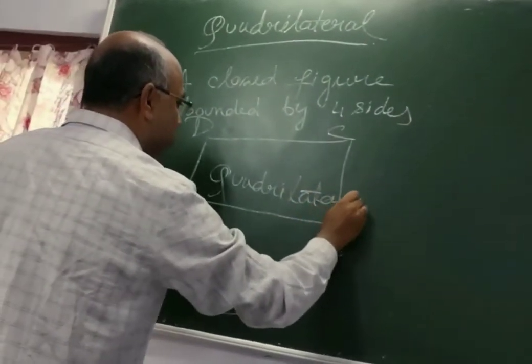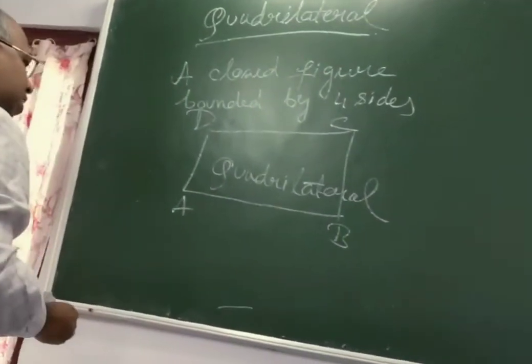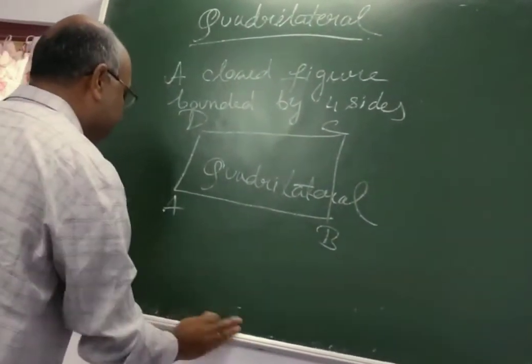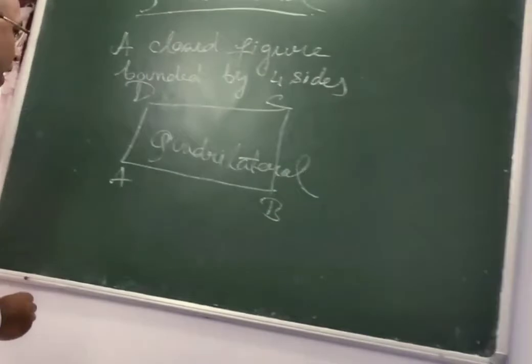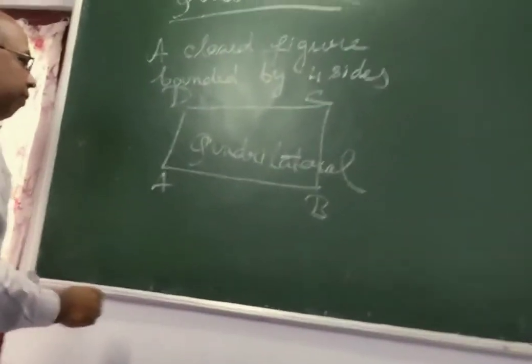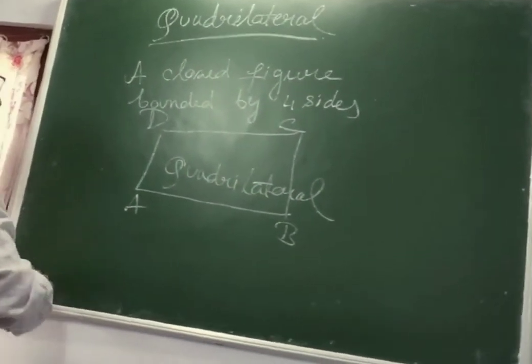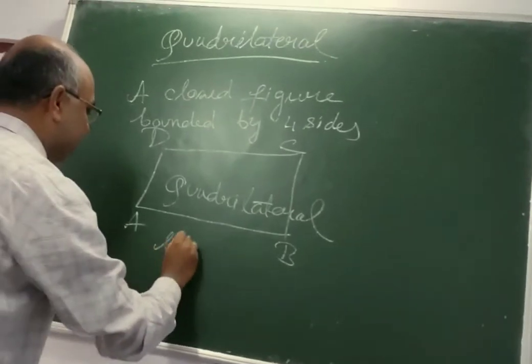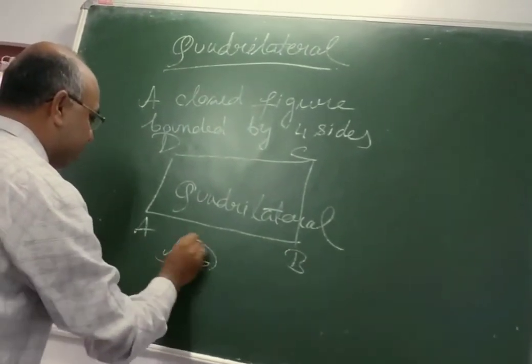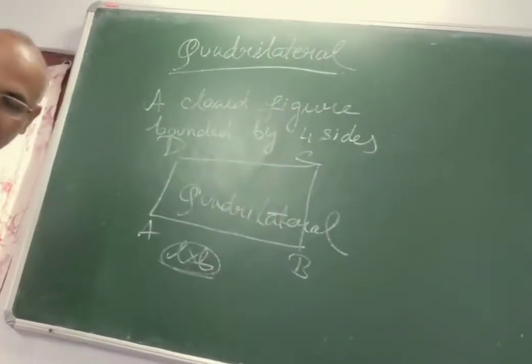For any quadrilateral, the formula to find the area for a normal quadrilateral is generally length into breadth, but not always.